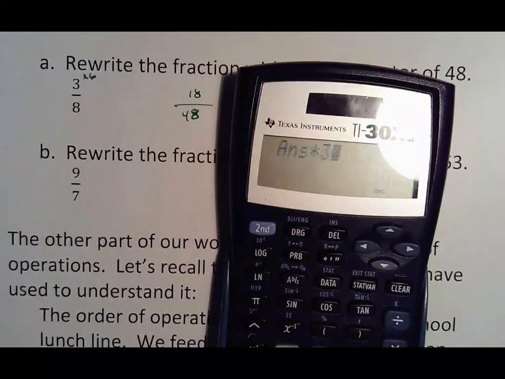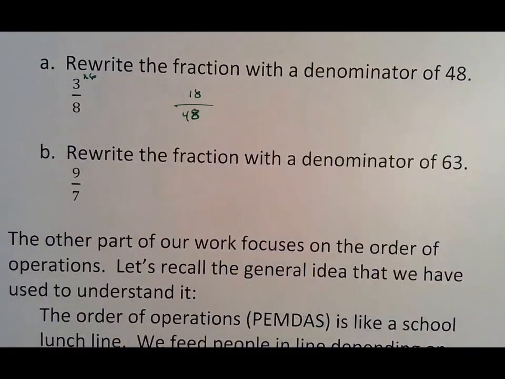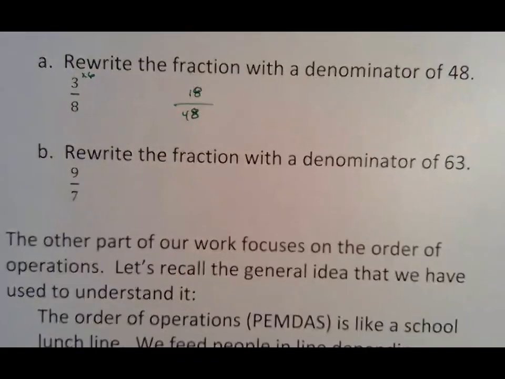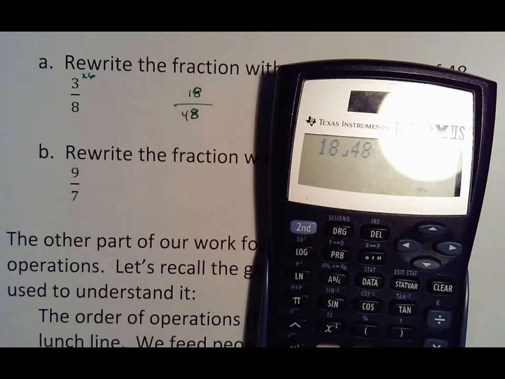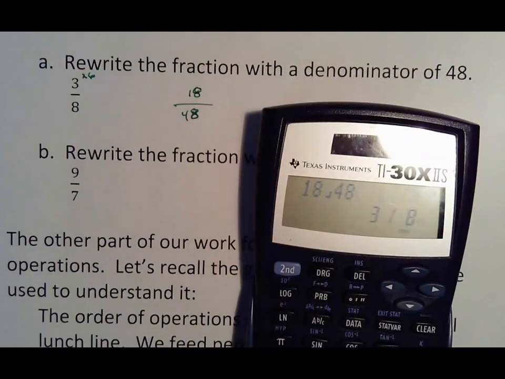And 3 times 6 is 18. And so that would be your fraction over 48. Again, 18 over 48. Look at the fraction that it reduces to, which is 3/8.